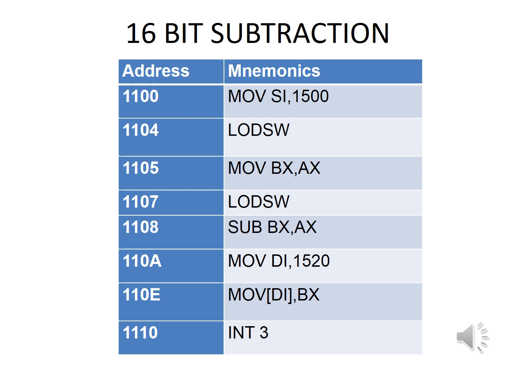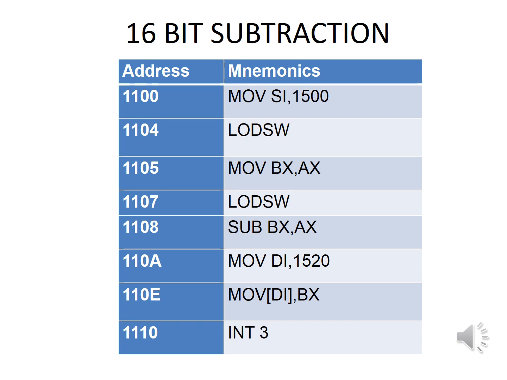Next program is 16-bit subtraction. Like addition, we have to initialize the source index as 1500. The first data is taken into the AX register. That content is transferred to the BX register. So next content is taken into the AX register.